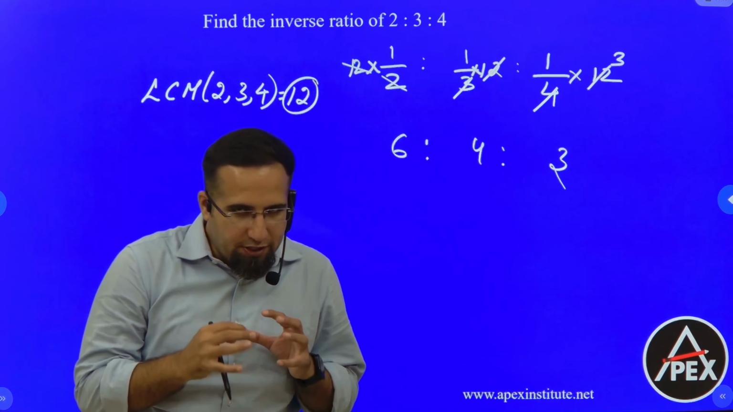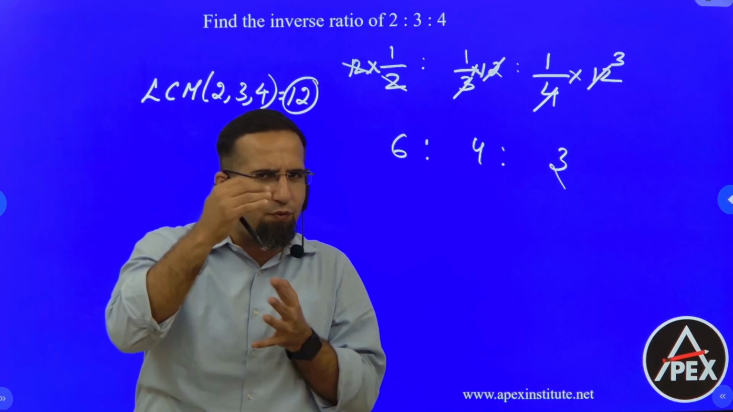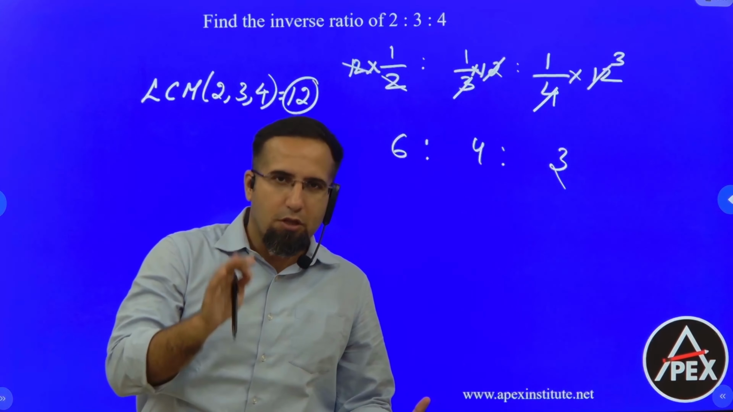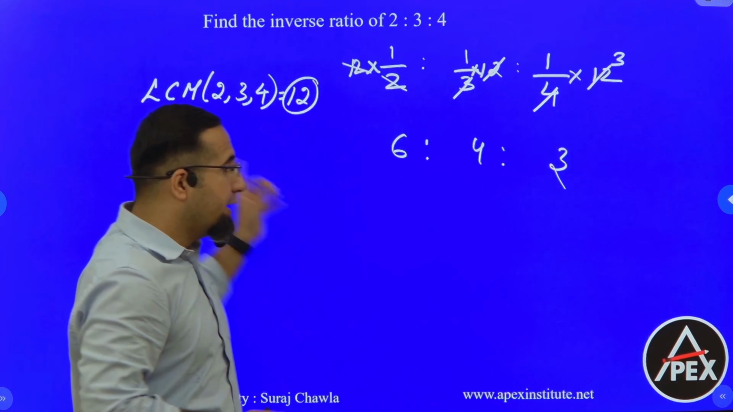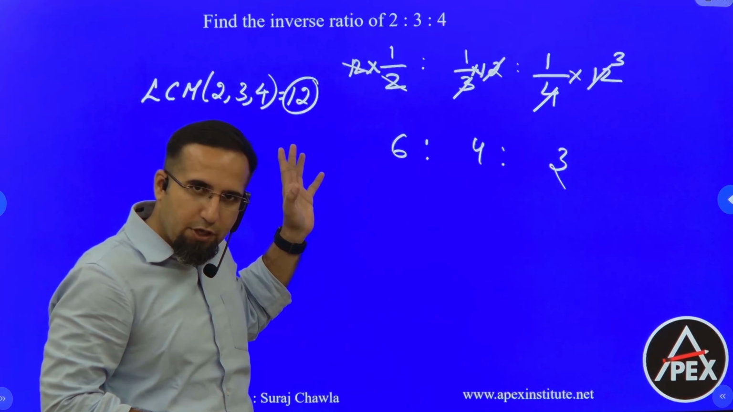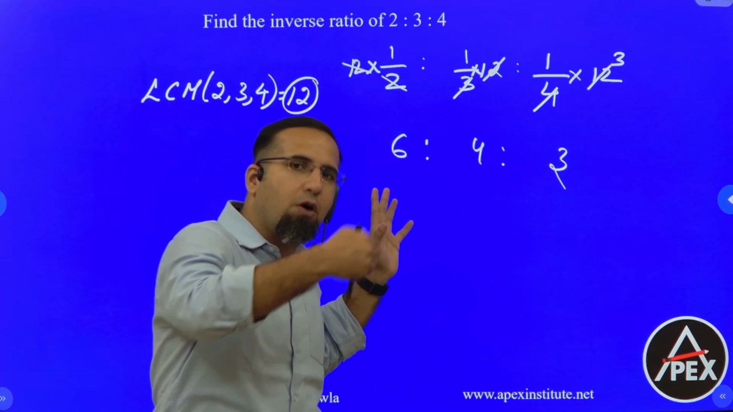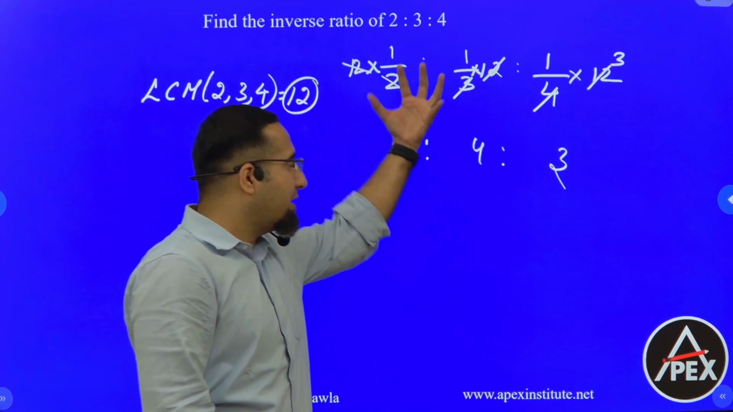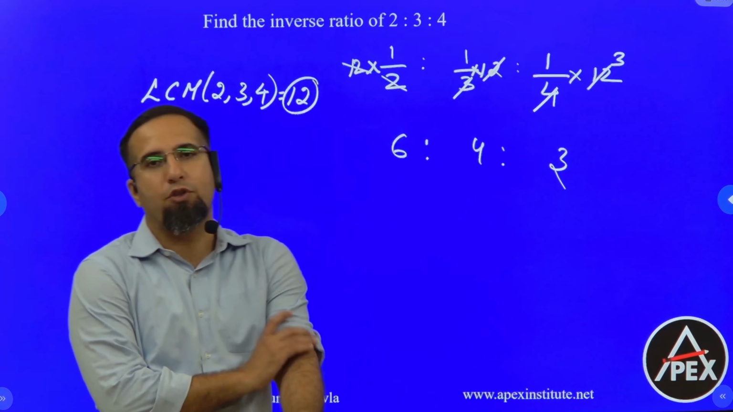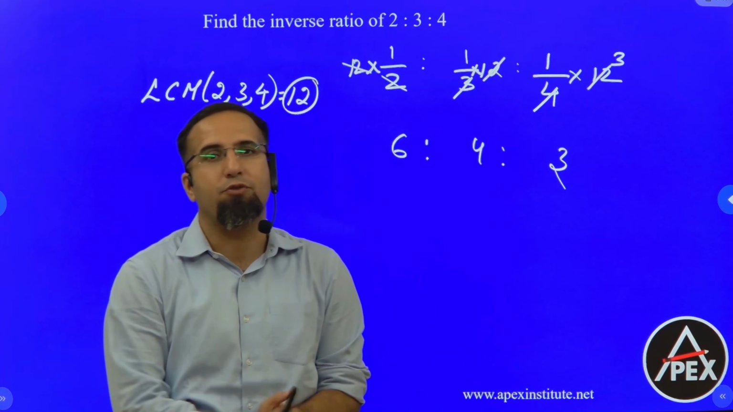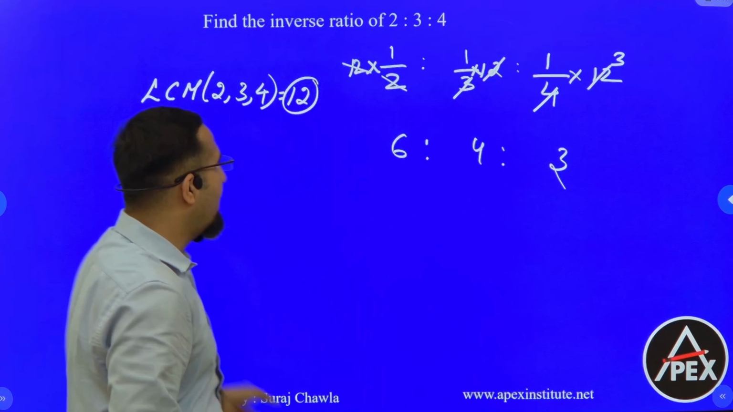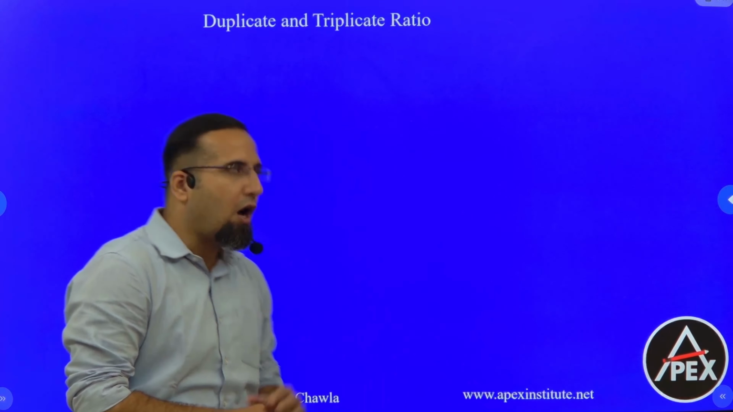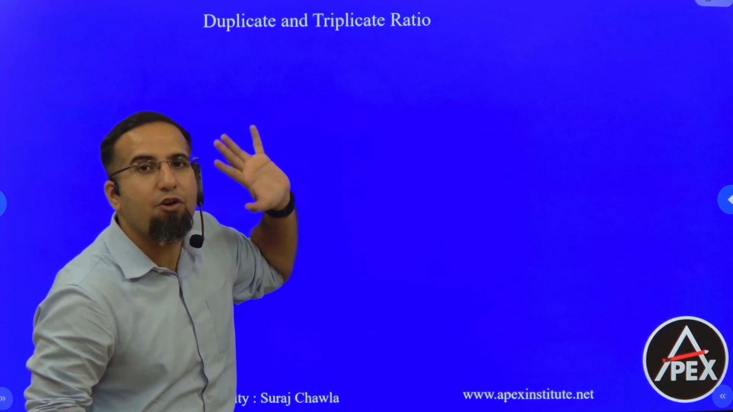Clear? So first things first, inverse of three ratios is 1 by A is to 1 by B is to 1 by C. Now when we have fraction, the best way to eliminate the fraction is take the LCM of denominators and multiply each term of the ratio with the LCM so that the ratio does not change, and thus we get the most simplified form of the fractional form of the ratios. Clear, guys? Now let's move forward. Now the other two types of ratios that we learn are called duplicate ratios and triplicate ratios.